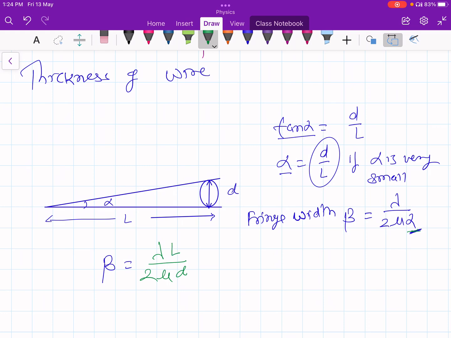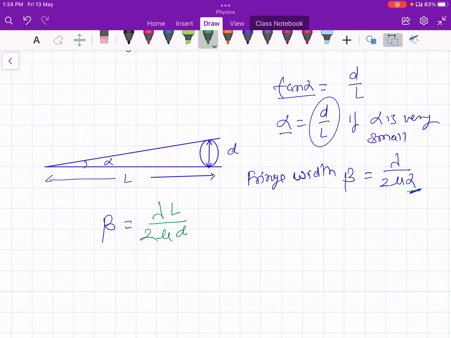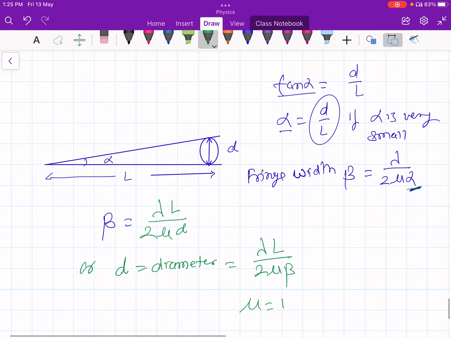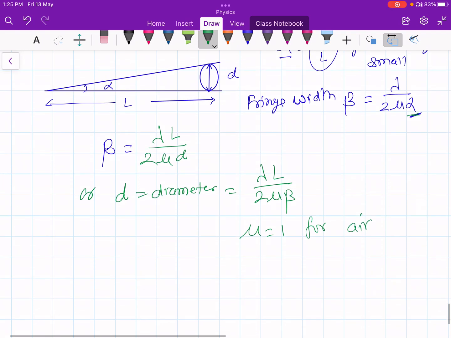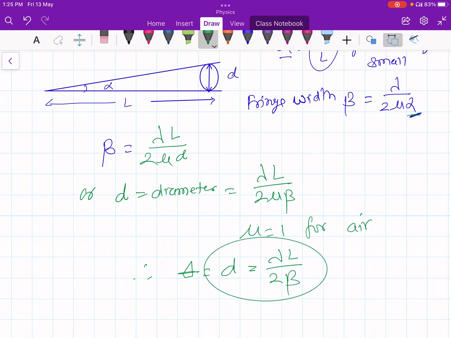So we get beta equals to lambda L upon 2 mu D, or D, which is the diameter of the wire, is equals to lambda L upon 2 mu beta. Mu is equals to 1 for air, and therefore D is equals to lambda L upon 2 beta. So using this equation, you can find the diameter of the given wire, or instead of wire, you can enclose a very thin film here, whose thickness also you can find using this equation.